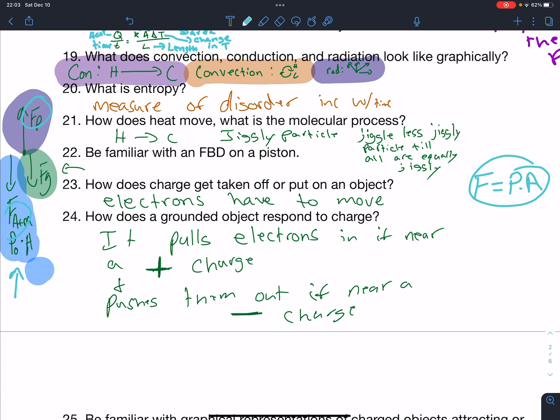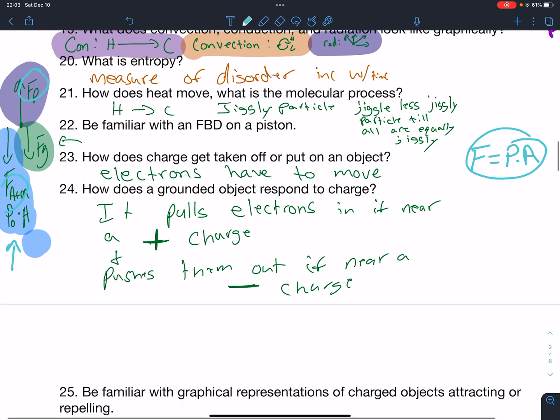How does a grounded object respond to a charge? All right. If you have a grounded object, it means that electrons can flow into or out of that object. So it pulls electrons in if brought near a positive charge. The grounded object will pull electrons in to make it more negative. And then if you remove the ground, that is now a negative object. And then if you bring a negative charge near it, it pushes the electrons out. If you remove the ground, that would be a positively charged object now. All right.